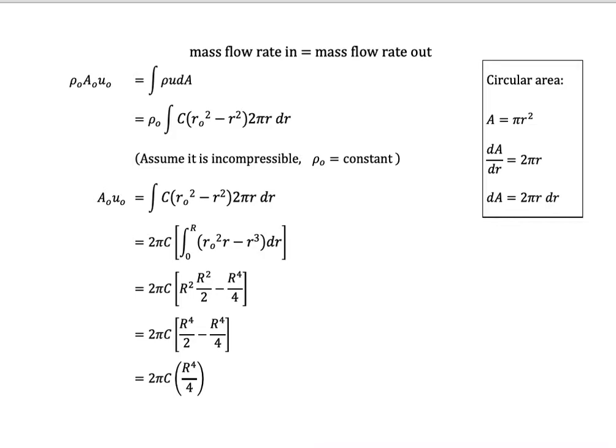That means we need to calculate the value of this constant. So this is the idea of the Reynolds transport theorem. The idea is mass flow rate in is equal to mass flow rate out. This is suitable for incompressible flow. The inlet is rho A V, which is the mass flow rate, and it equals the integration, the sum of the mass flow rate at the outlet.